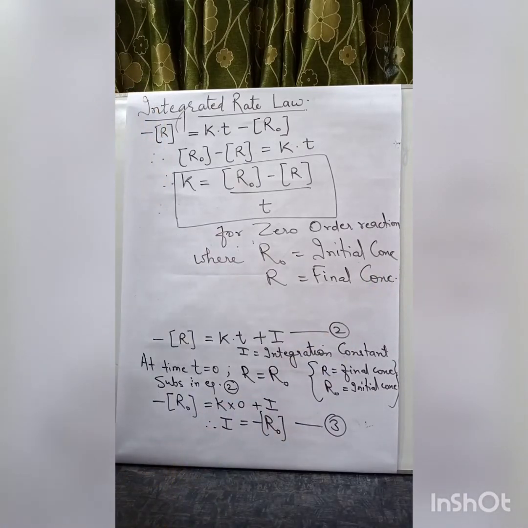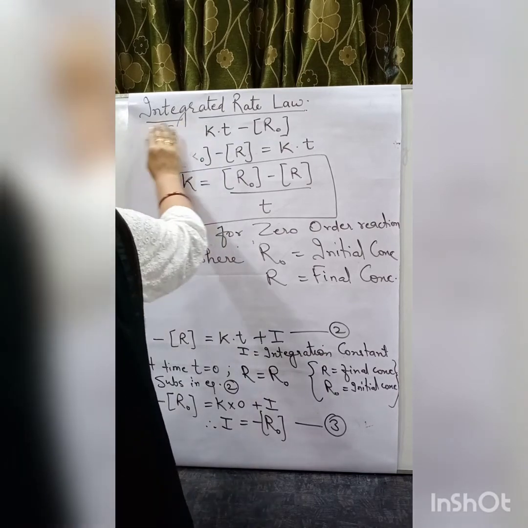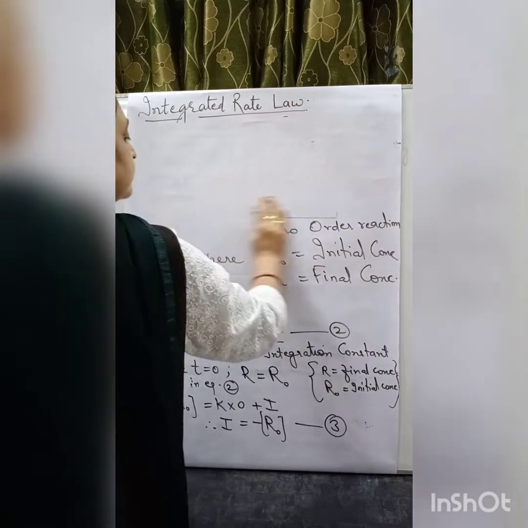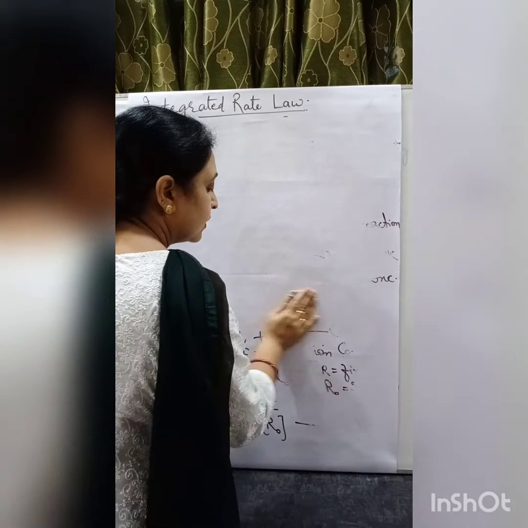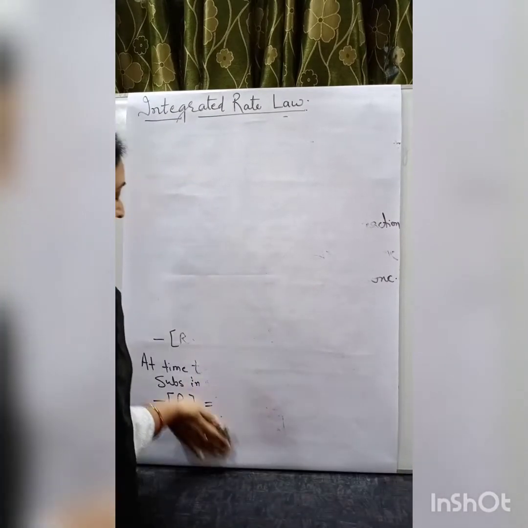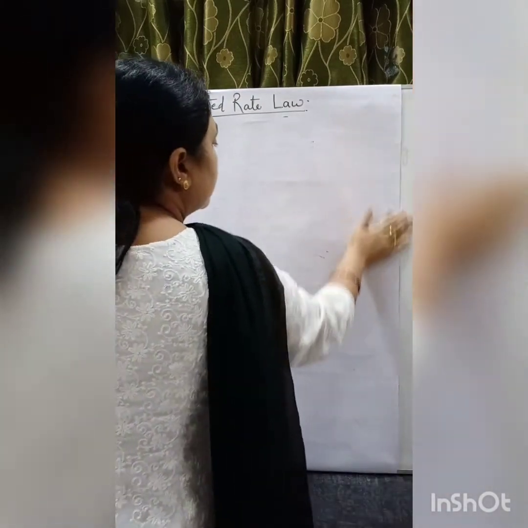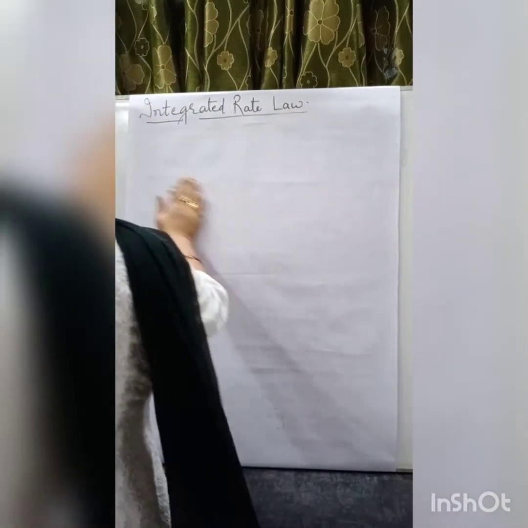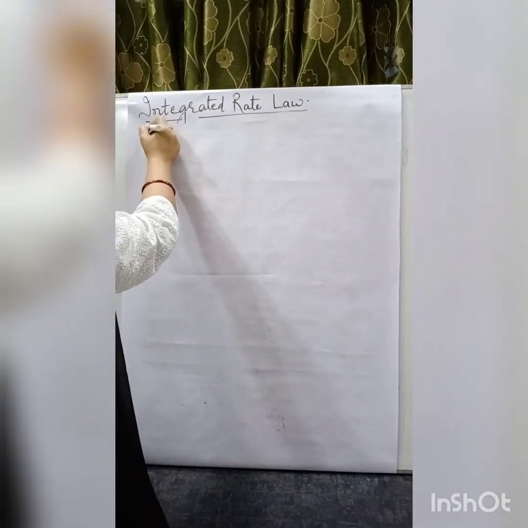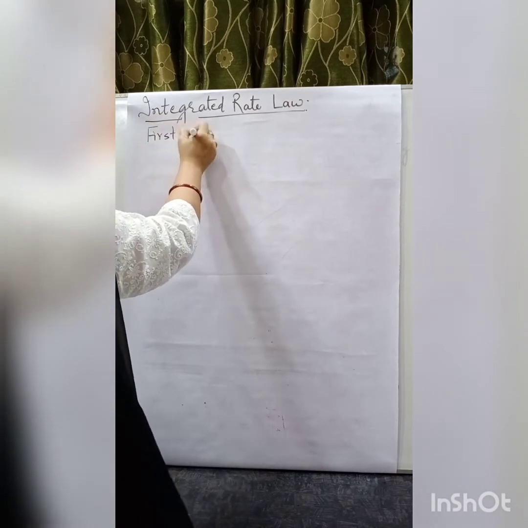Now let us calculate for first order reaction. So in case of first order reaction, the value of alpha is 1. First order reaction.